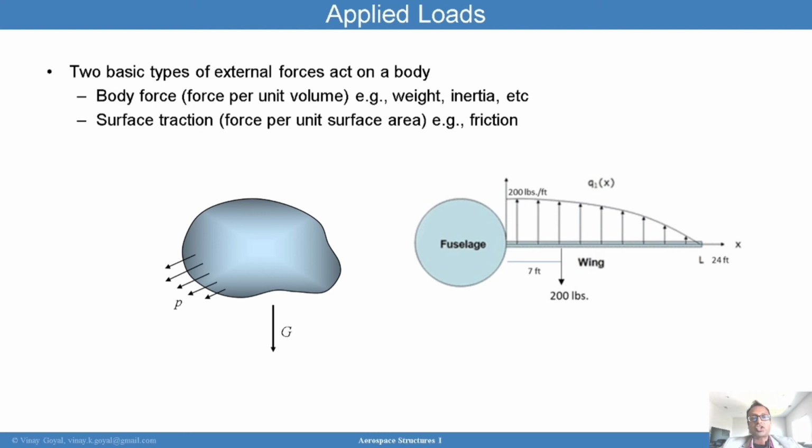That will be equivalent to applying a surface traction. A surface traction can be perpendicular to the surface, but can also be tangential to the surface. When the tractions are applied tangential to the surface, an example of that could be friction.